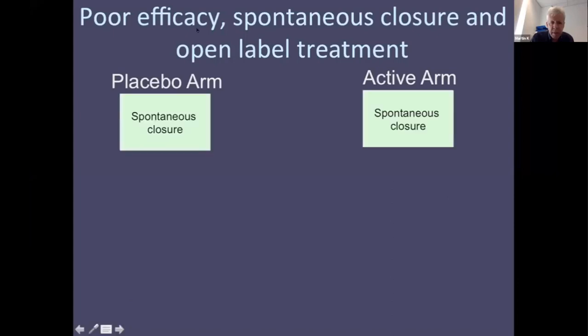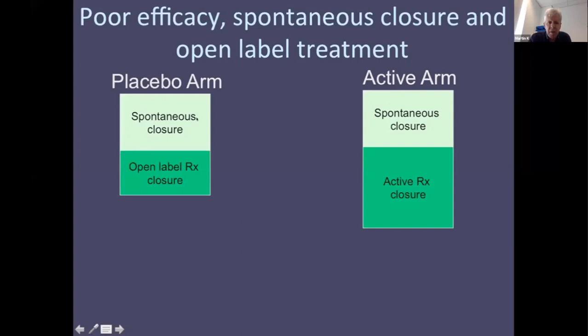Yeah, so in both arms, whether they've received an active treatment or they're in the placebo arm, we've got spontaneous closure. So there will be ducts that close even though they haven't received any active treatment. And equally, the phenomenon that Kurt referred to is that there will be ducts that close in the active arm, but not due to the medication, but due to spontaneous closure. We've then got, in the placebo arm, the problem, as Kurt again pointed out, that most of the trials have provided open label treatment. So even in the placebo arm, we have some closures which occur because of open label treatment.